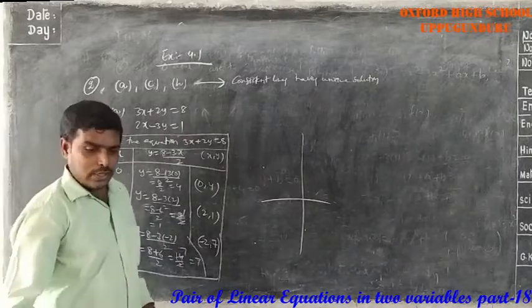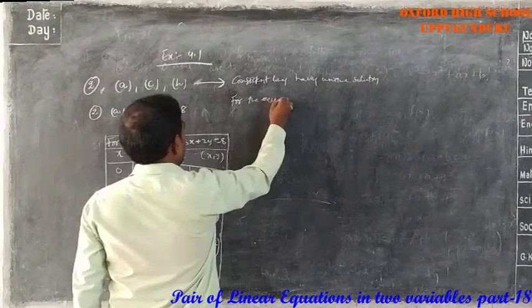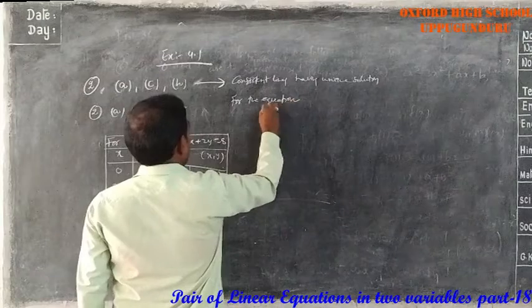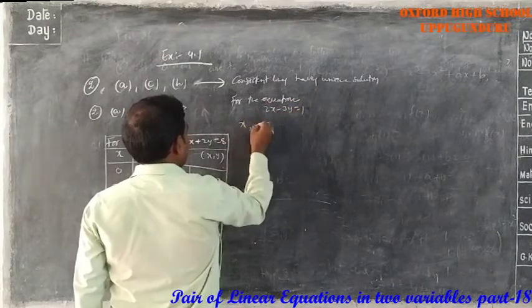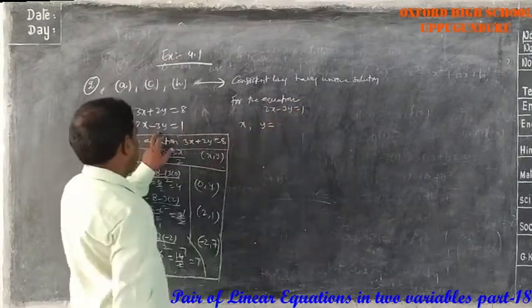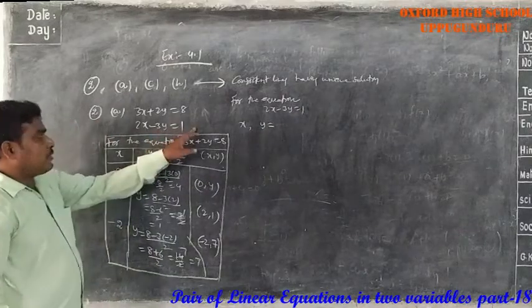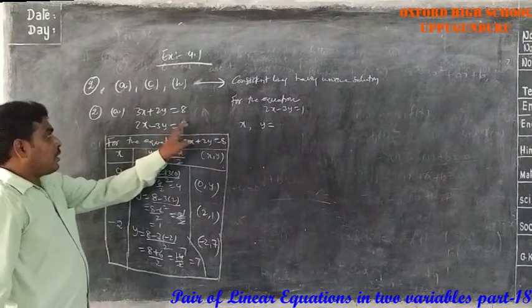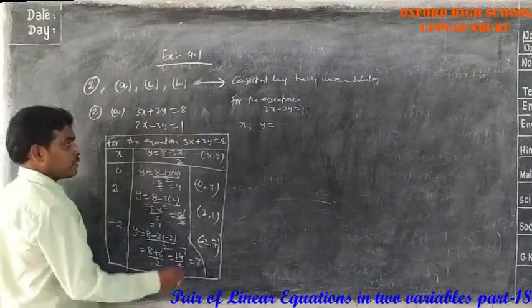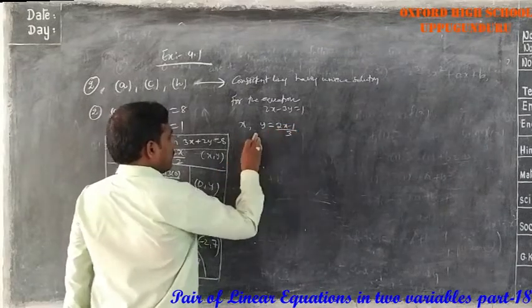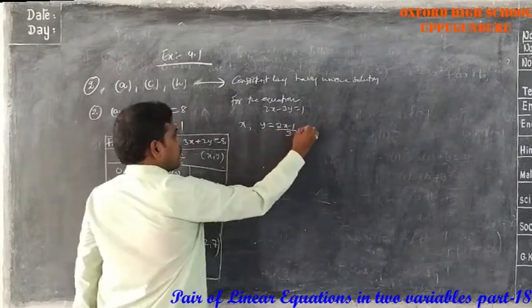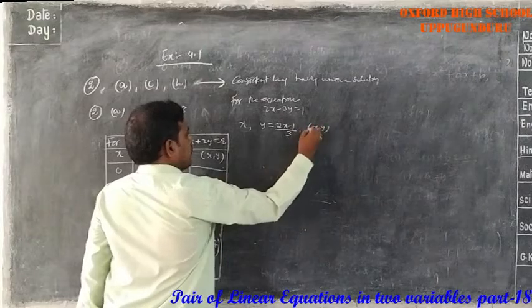Next, the second equation. For the equation 2x minus 3y equal to 1, transposing minus 3y to this side, it becomes plus 3y. Transposing 1 to this side, you will get 2x minus 1. So y equals 2x minus 1 by 3. Then we are making y the subject. So x comma y is the point.